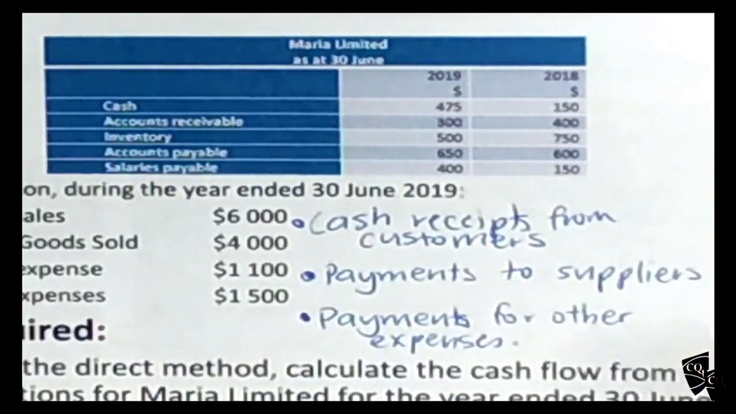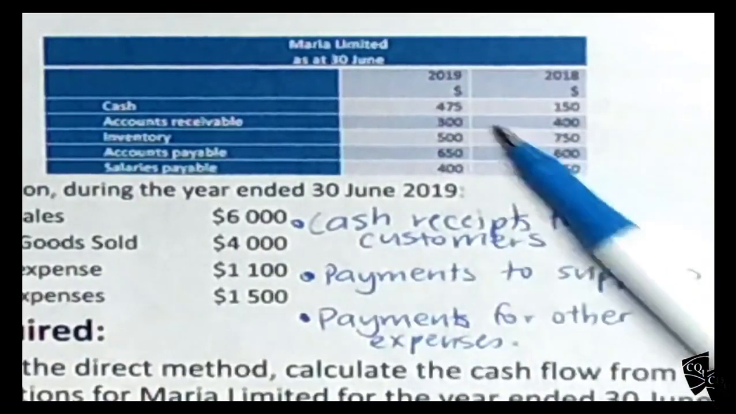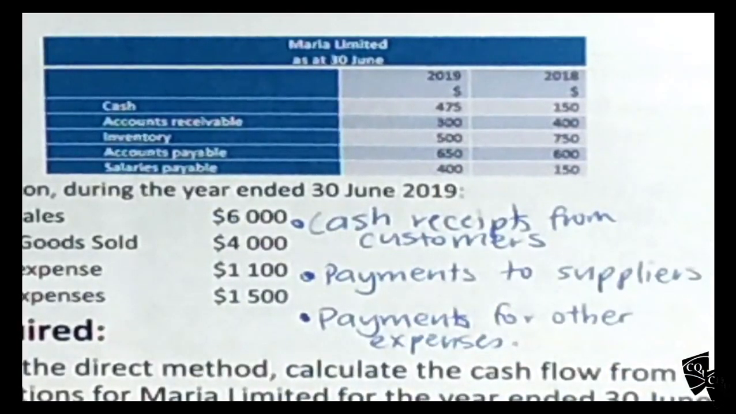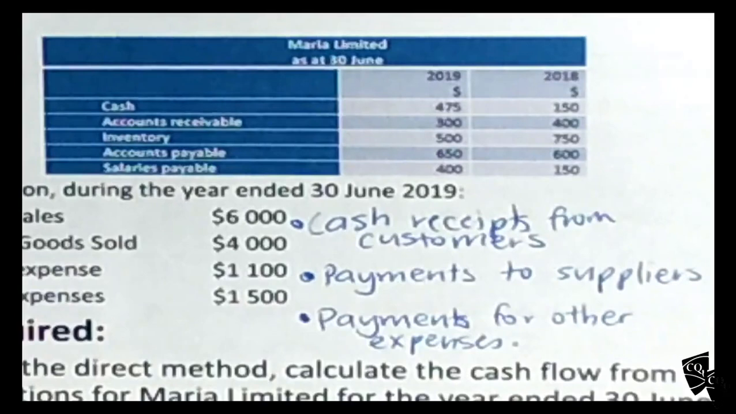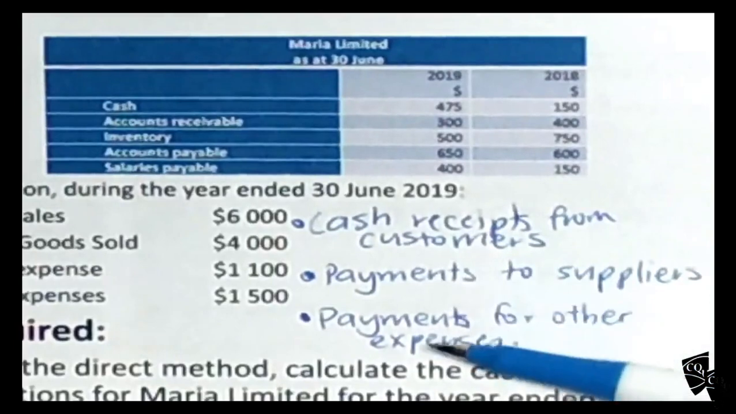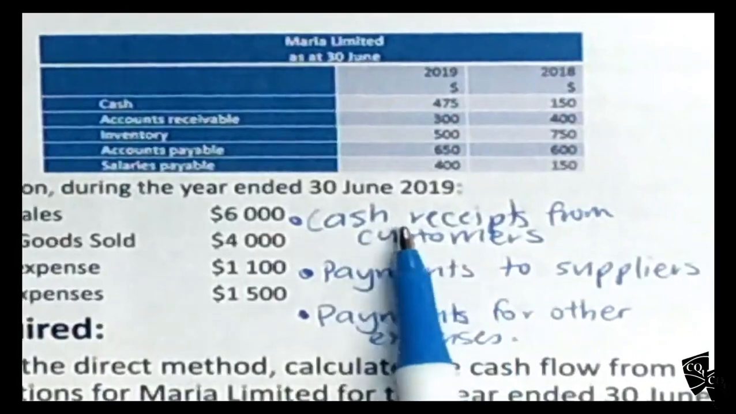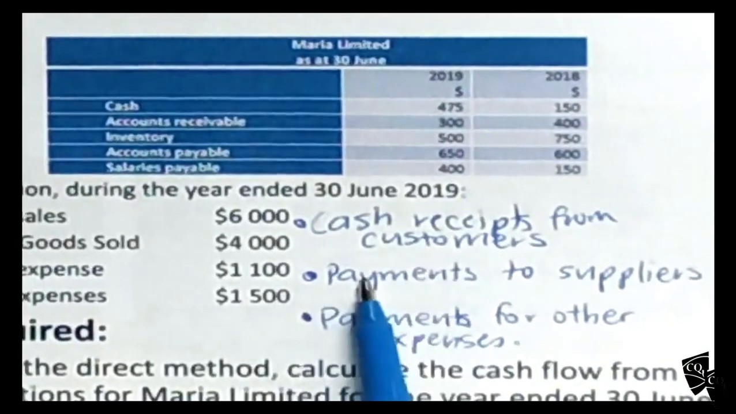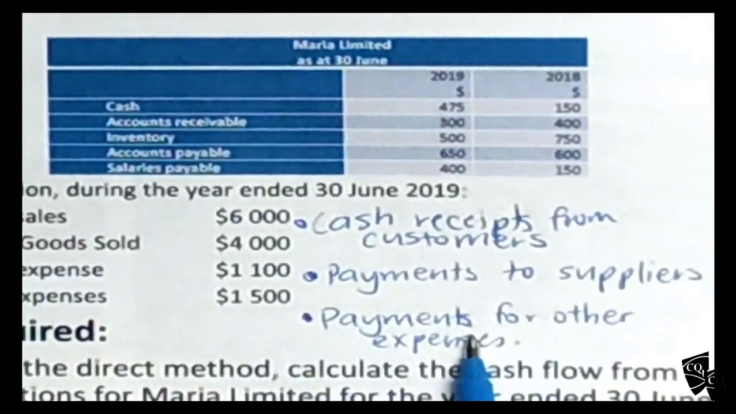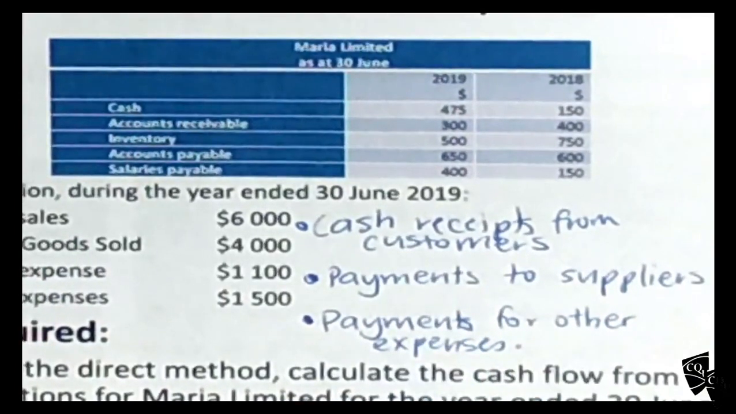Okay, so the whole idea of this slide, remember, is we are using the direct method to calculate the cash flow from operating activities for the year ended 30 June 2019. So we're not doing investing activities or financing activities or the indirect method. All we are doing is calculating cash flows from operating activities using the direct method. These are the three major components we're going to group our figures into. Cash receipts from customers, that's going to be hopefully an inflow. Payments that we made to our suppliers in cash, and payments for all other expenses, two outflows of cash.